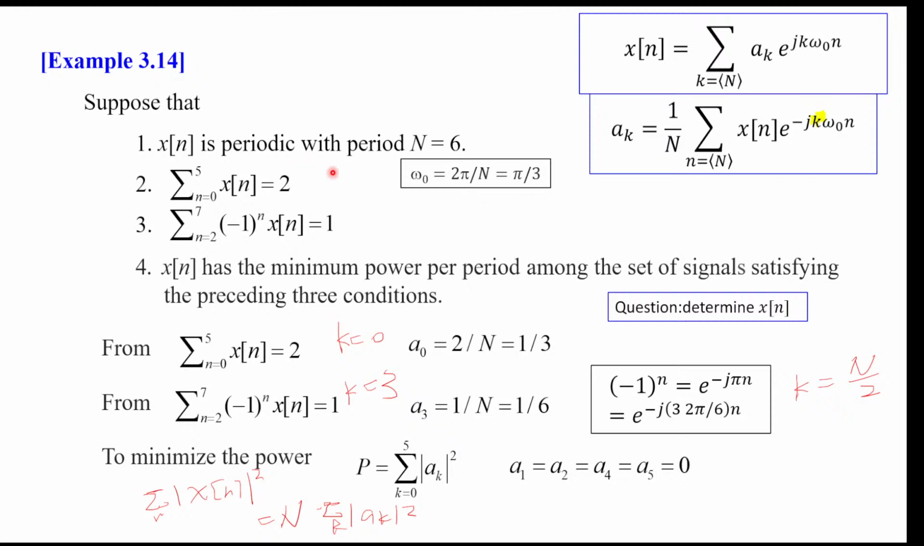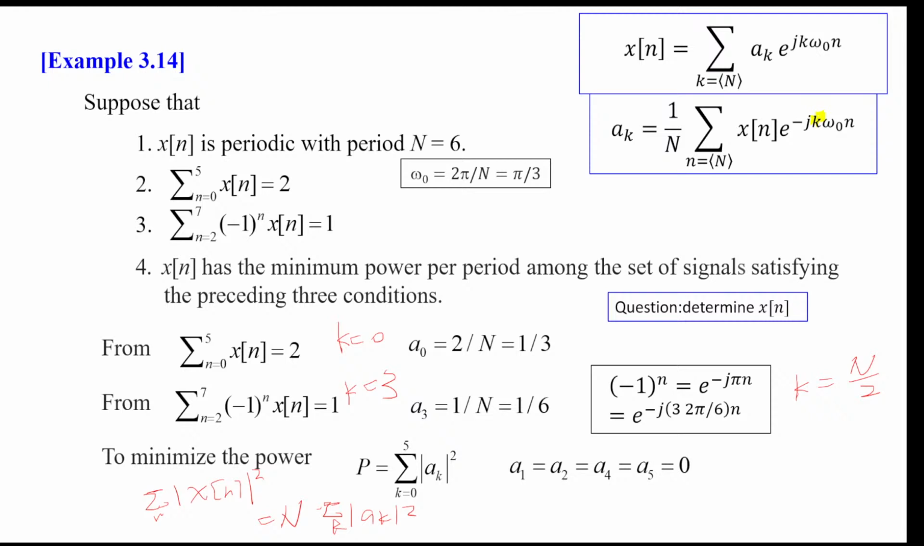Okay, and so first, the big N equals 6, so there are 6 different a_k we need to determine. And condition 2 says this summation small n from 0 to 5, but we know big N equals 6, so this is a summation over one period, right? So this is 6 consecutive numbers. Then we have x[n] here, so it's the same as this x[n] here, but we are missing this e to the minus jk omega_0 n factor.